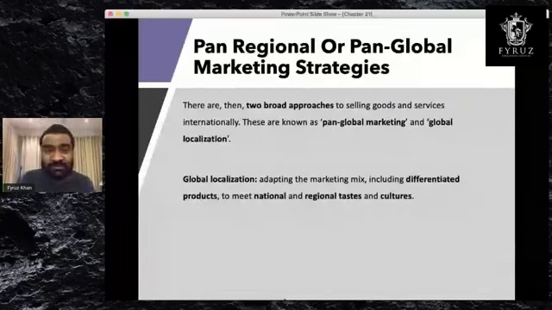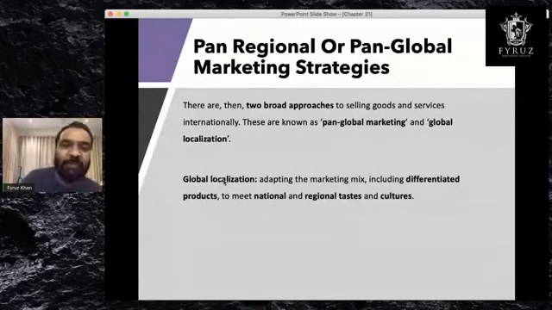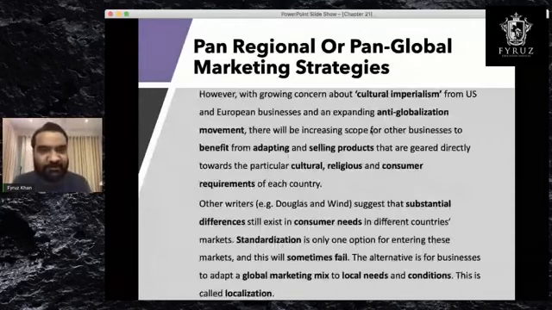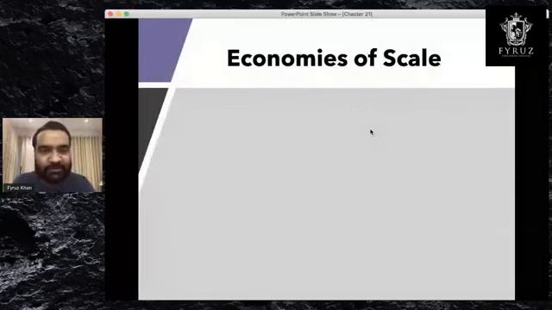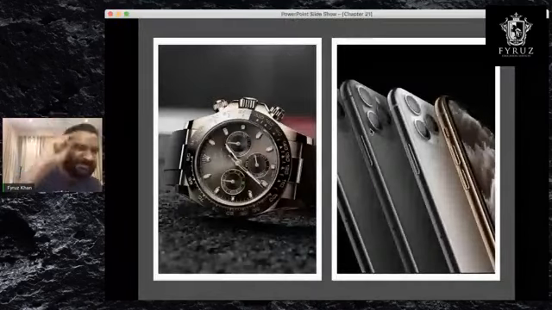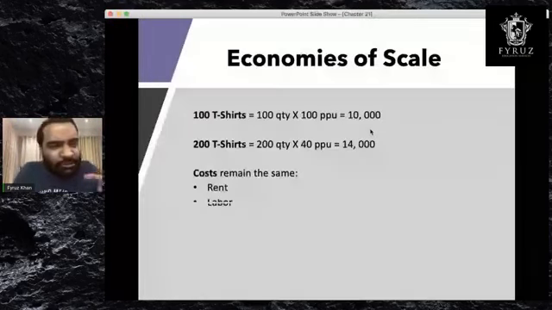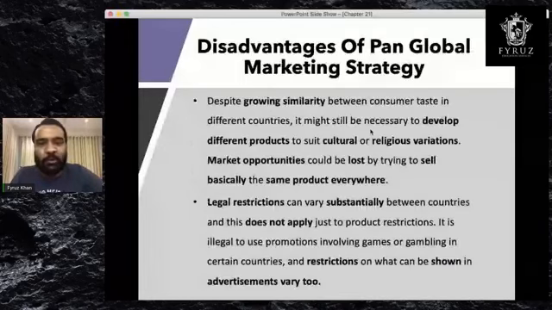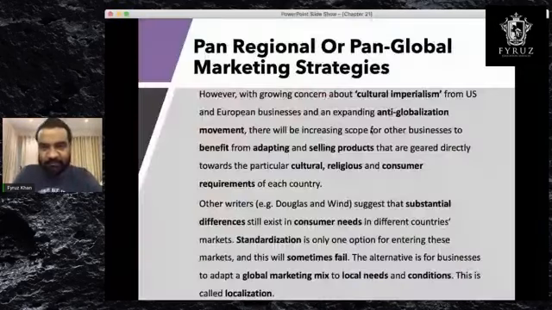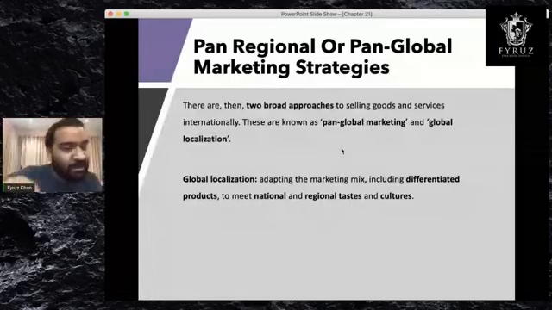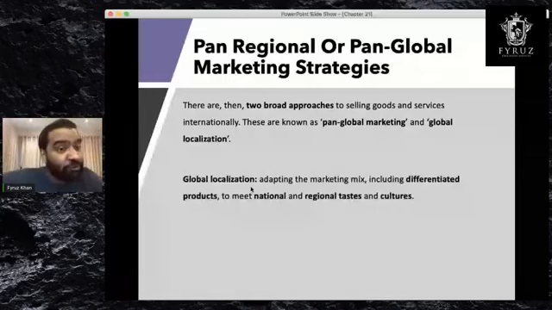This method is known as localization, as I told you. So you have pan global marketing that we have spoken about, the first one, selling one product across all nations. And then you have global localization, where you change the product a little bit, according to religion, according to the country, according to culture.